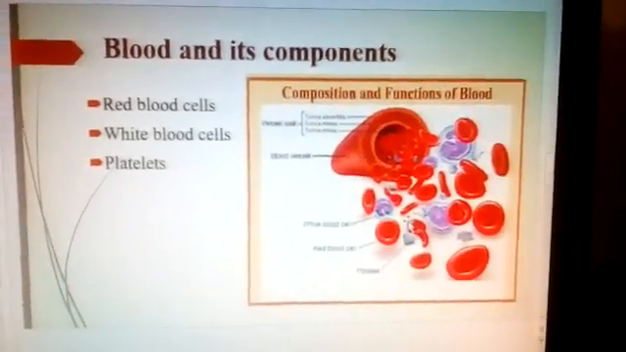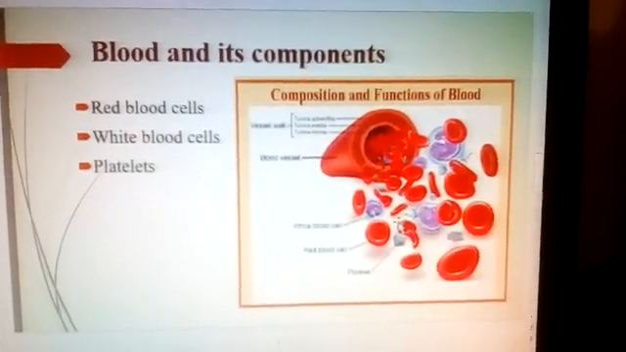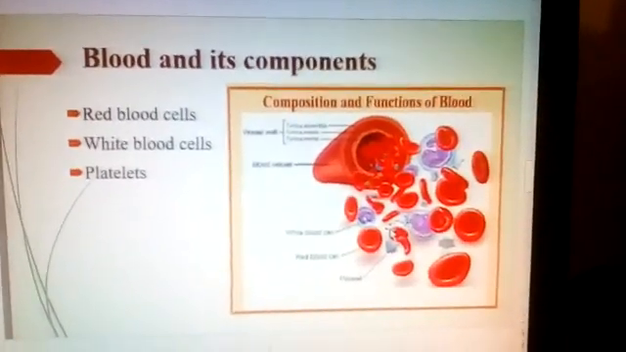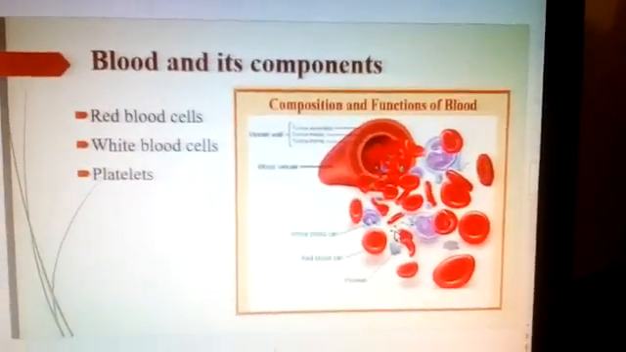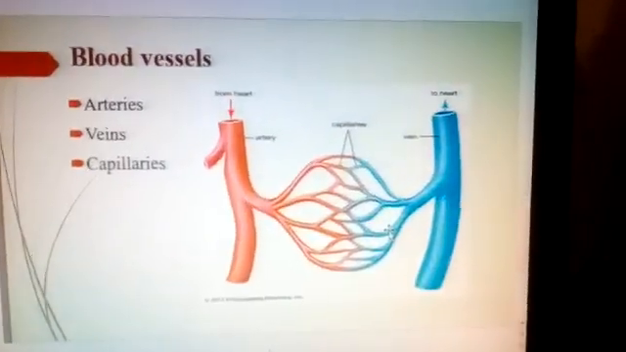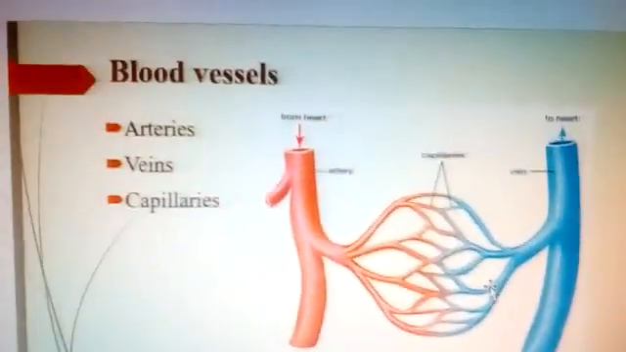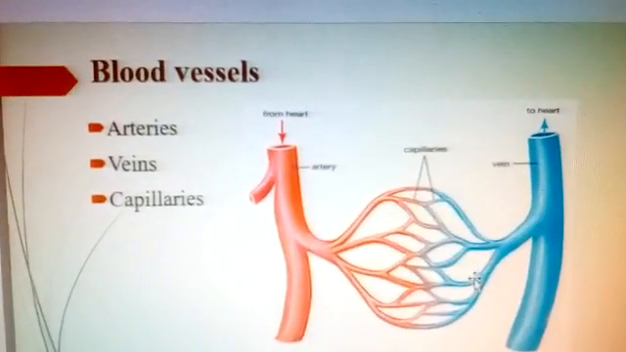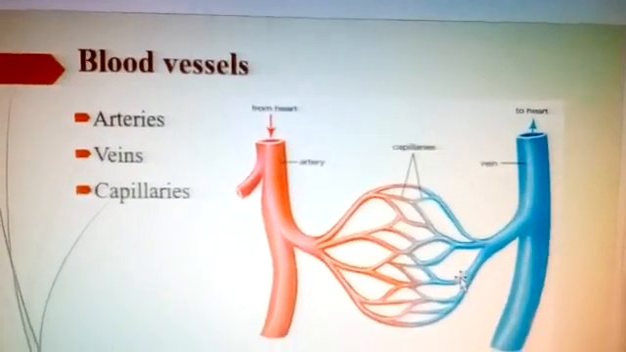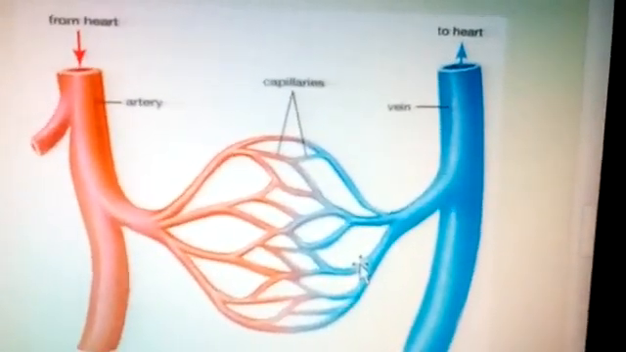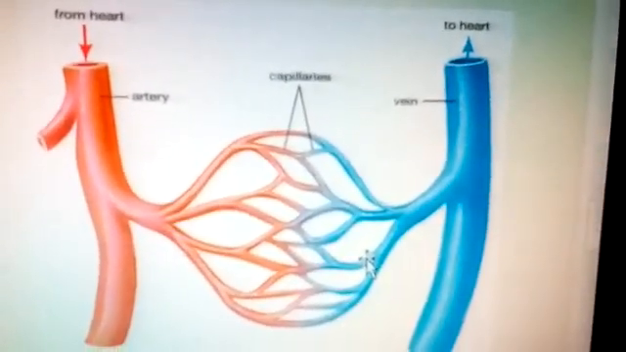In the last class, you have learnt about the blood and its components. Now, let us learn about the blood vessels. There are different types of blood vessels in the body, and these are arteries, veins and capillaries. The picture that is shown to you shows the different types of blood vessels.